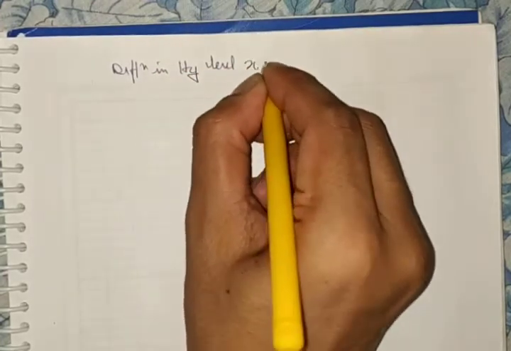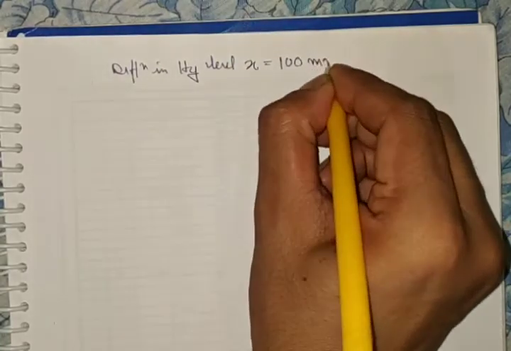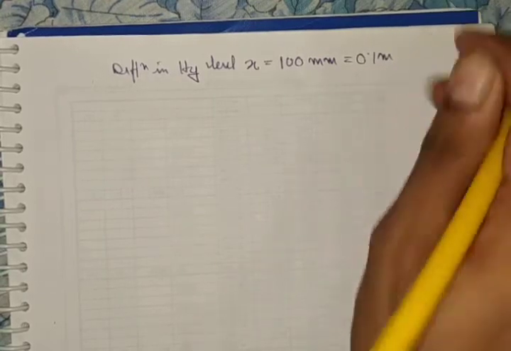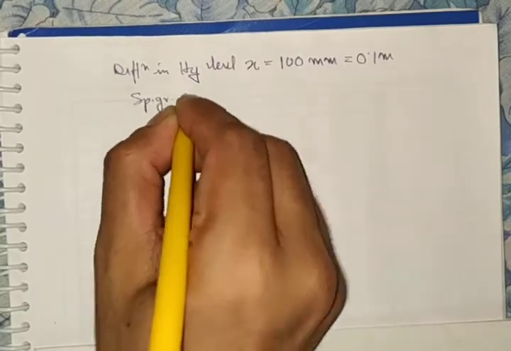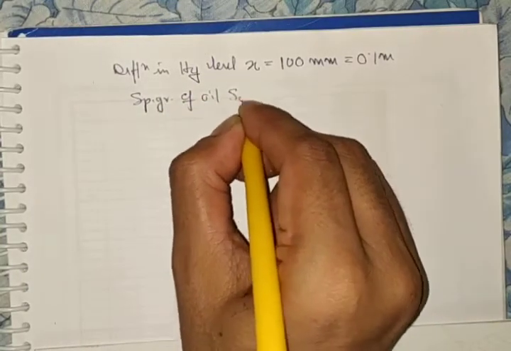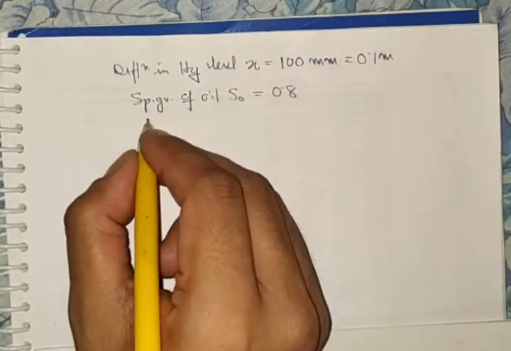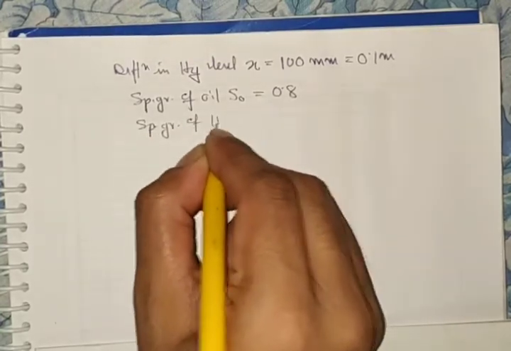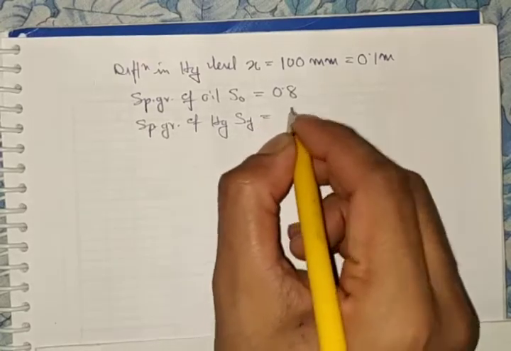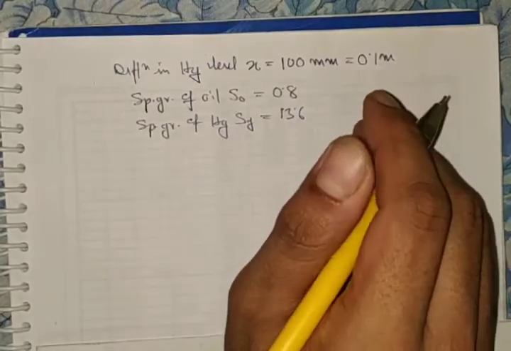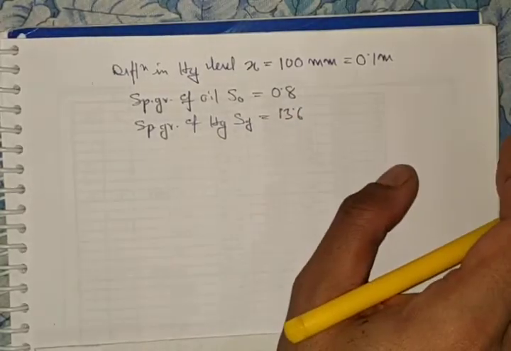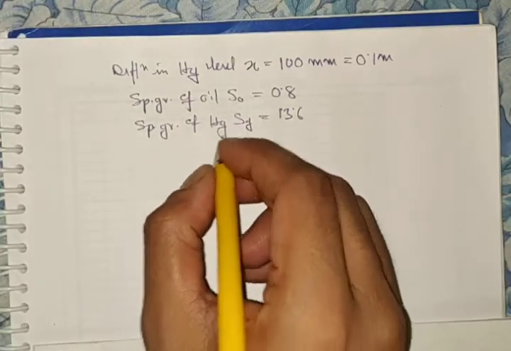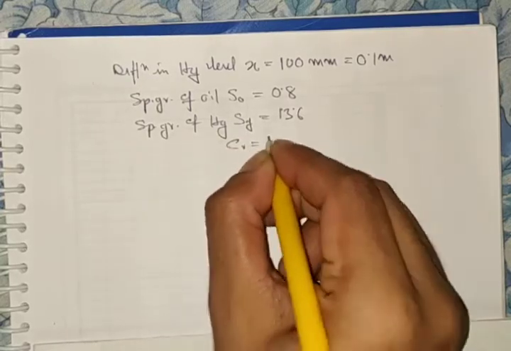So in this particular problem, the difference in mercury level is given. So that is your x. X is 100 mm, which means 0.1 meter. Then specific gravity of the oil is 0.8. And specific gravity of the mercury is 13.6. You're supposed to know the specific gravity of the mercury, you just remember this. And coefficient of the pitot tube, that is CV, is given 0.98.